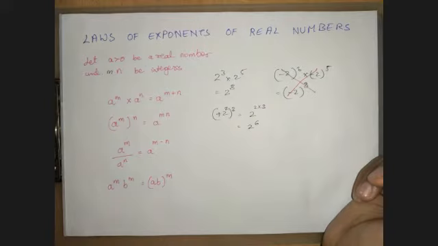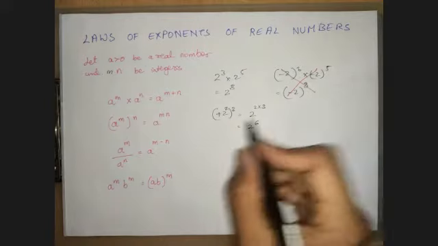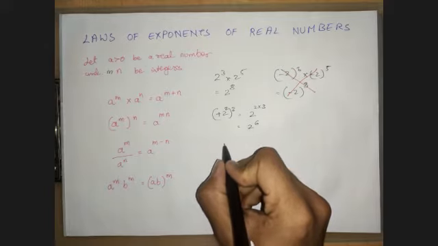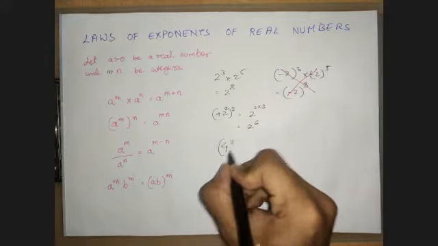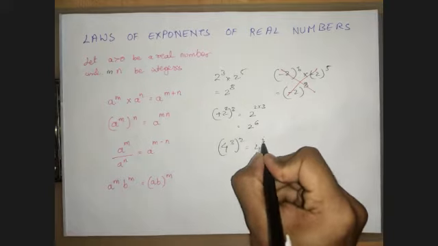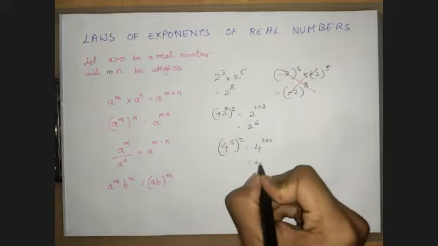Now let us take another example for this case. For example, 4 power 3 whole power 2. This can be written as 4 power 3 into 2, which is equal to 4 power 6.